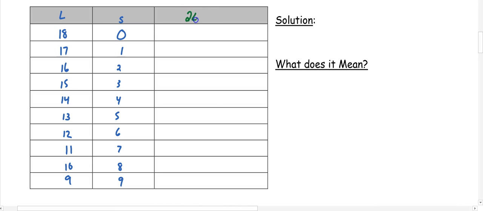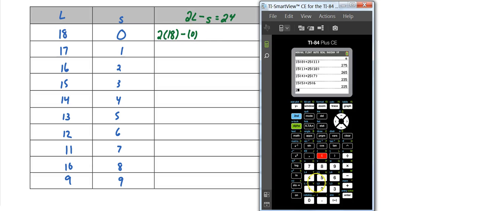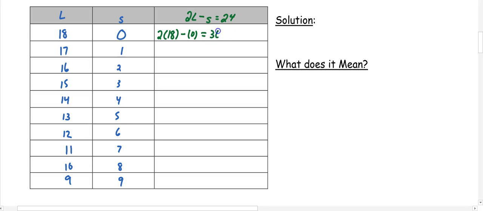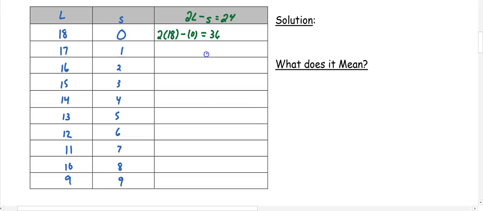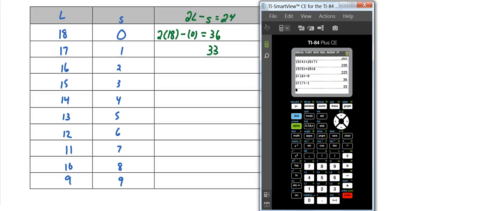So remember that the other equation is 2L minus S equals 24. So if we have 2 times the large number minus the small number, we can figure out what's going to equal 24. So when I do this one, 2 times 18 minus 0 is 36. When I do the next one, 2 times 17 minus 1 is 33. So if you see a pattern, you can just start filling in your numbers. If not, you can keep going row by row, or you can skip. So I'm just going to keep going row by row for now.